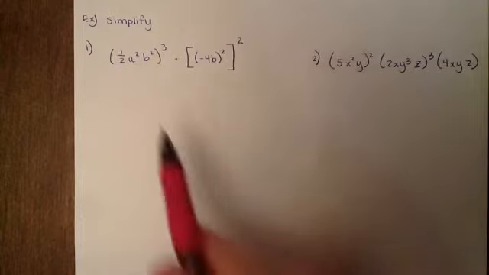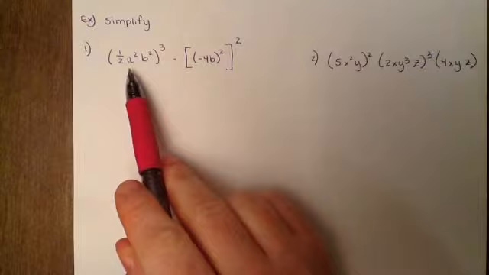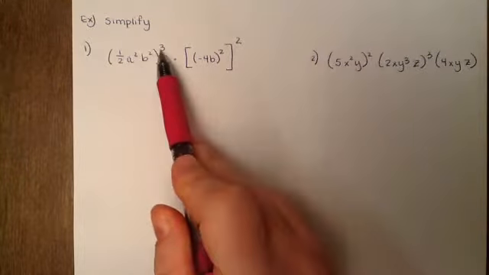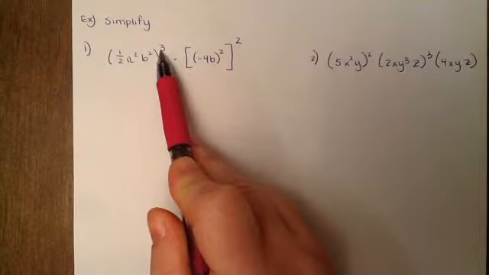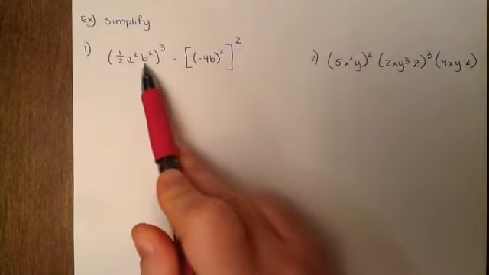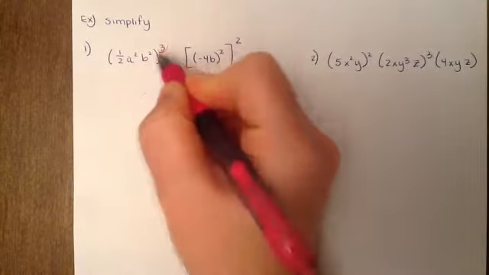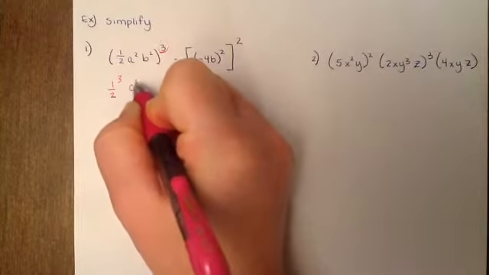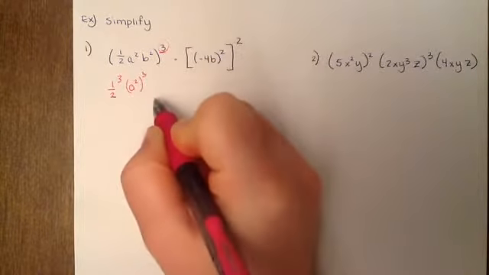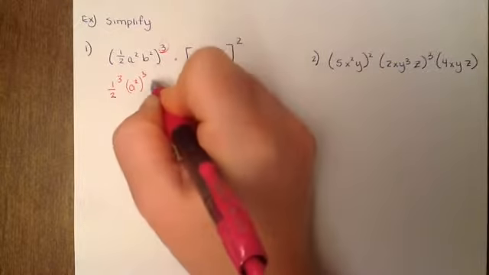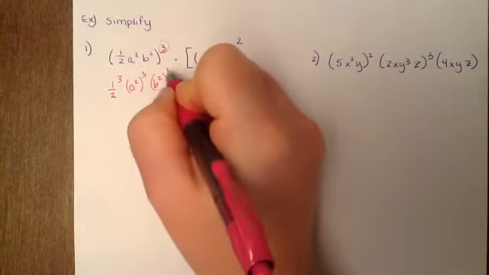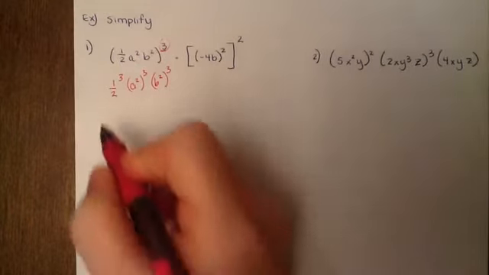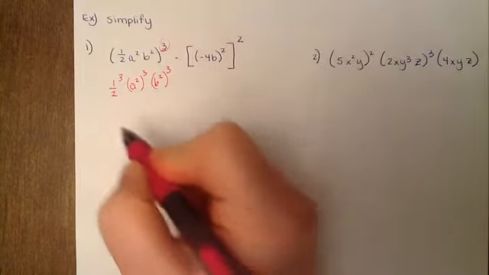It says simplify, so I'm going to start with my first parenthesis here. I have a lot of things going on. First, I have multiple things inside that need the 3rd power. So we just said each piece should get this cubed. So 1/2 cubed, a squared cubed, and b squared cubed. So you can tell there's going to be a lot of work we're going to have to show here.